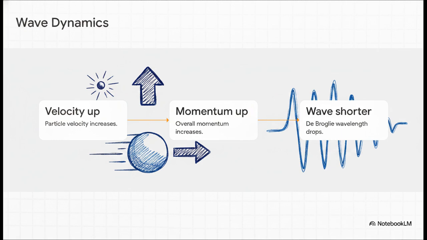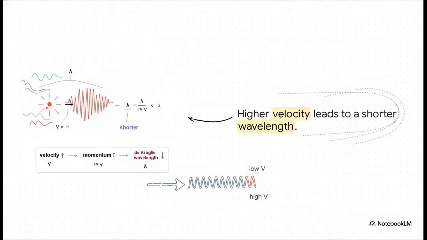Let's break down exactly how these variables interact in real time. You can think about it in 3 simple steps. Step 1, a particle's velocity increases. Step 2, because it's moving faster, its overall momentum increases. And step 3, because momentum is in the denominator of de Broglie's equation, as it goes up, the resulting wavelength gets shorter. Let's move on and see how this builds into the physical shape of the wave. Over on the left side, we have a relatively slow electron, and it has a certain, fairly stretched out wavelength.